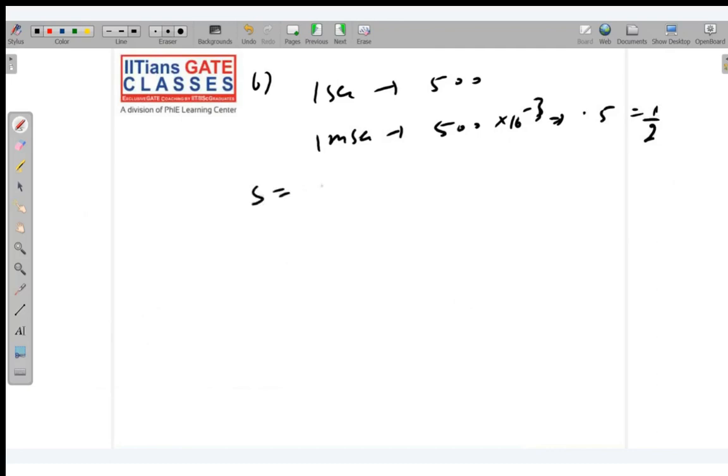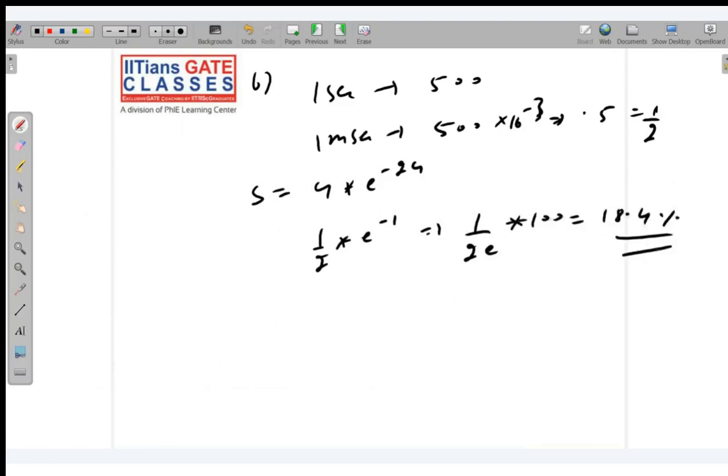Okay, so what will be your throughput? G into e to the power minus 2G. So G is coming to be 1 by 2. So 1 by 2 into e to the power minus 1. It comes out to be 1 by 2e. Okay, and if you multiply it by 100, percentage will be 18.4%. You can check that out yourself. It comes out to be 18.4%.